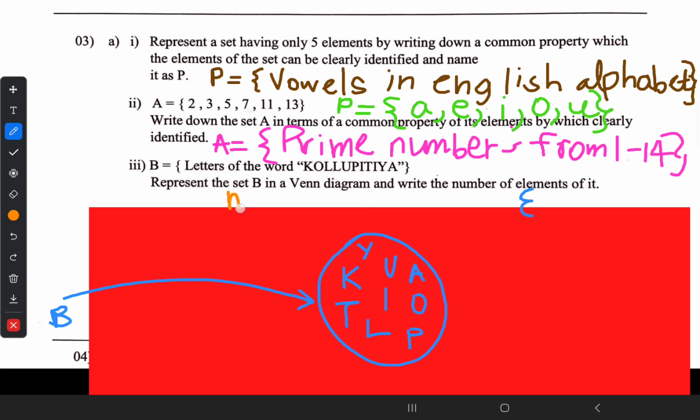So you should indicate it simply as n(B), the number of elements of set B. How many elements? Let's count. 1, 2, 3, 4, 5, 6, 7, 8, 9. There are totally 9 elements belonging to this set B.